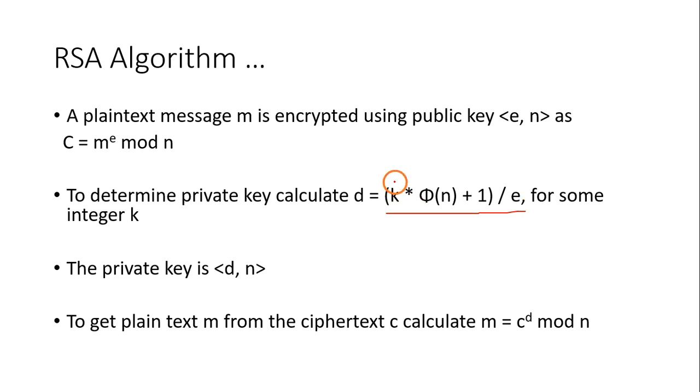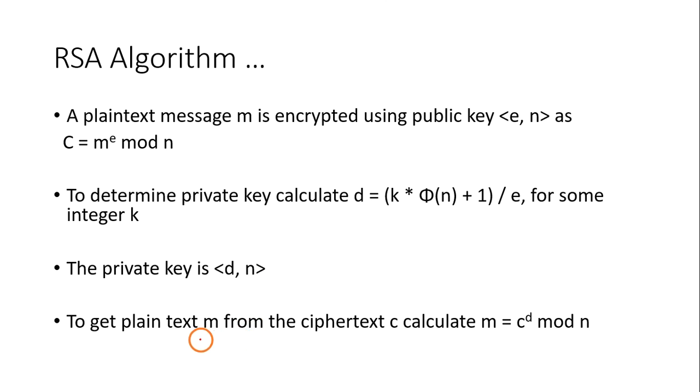Okay, so K can be some number. You can substitute some value of K such that you will find this value, right? So you must get an integer. It should not contain any decimal point. It should be an integer. Then once you find this D, you can combine D and N together, which is called your private key.